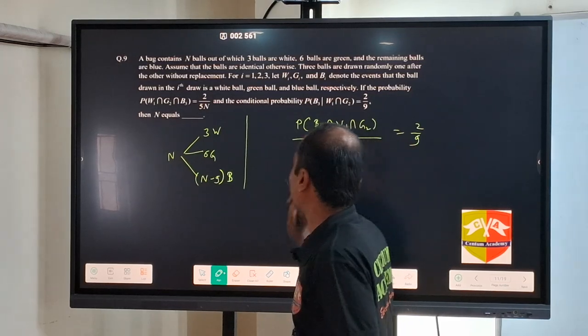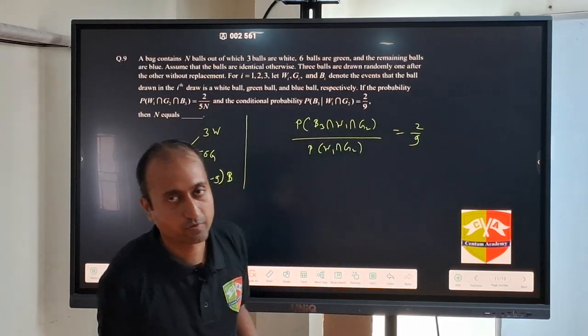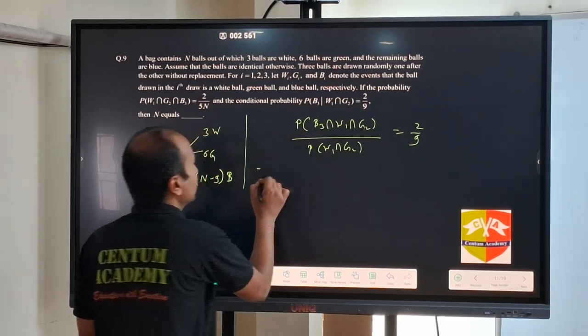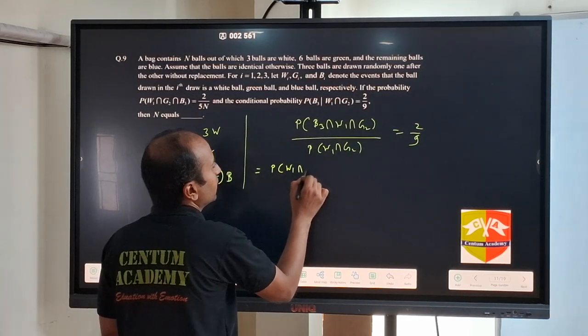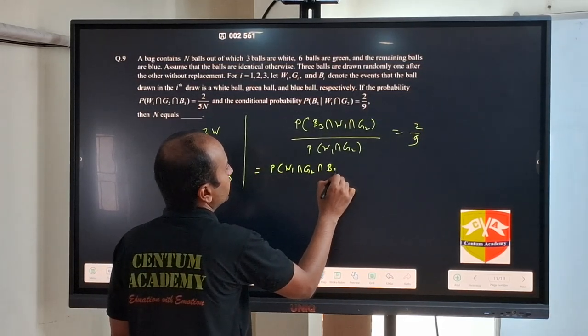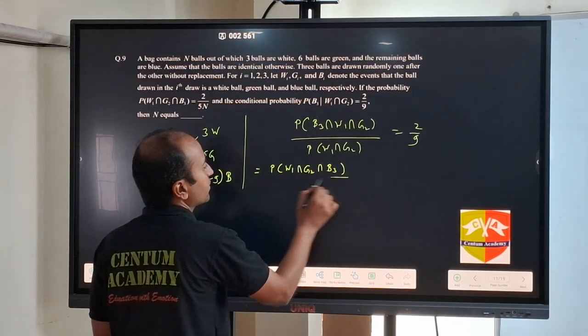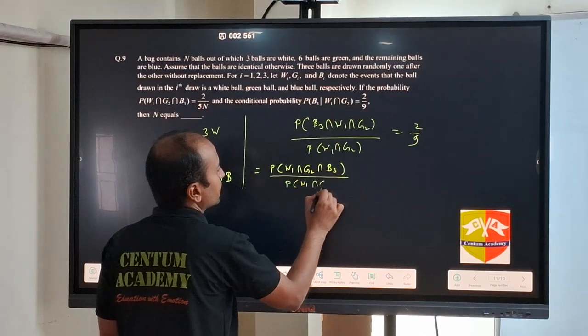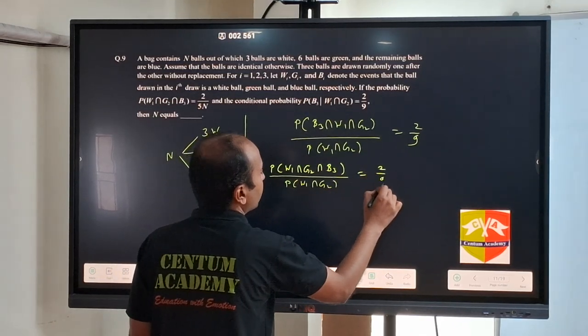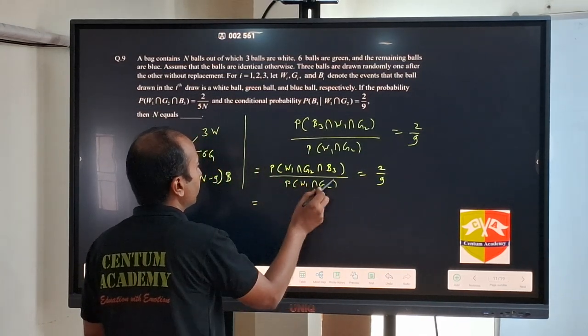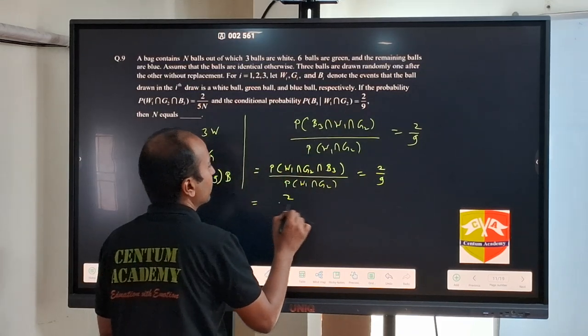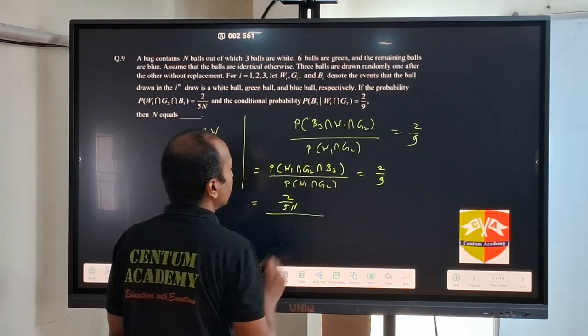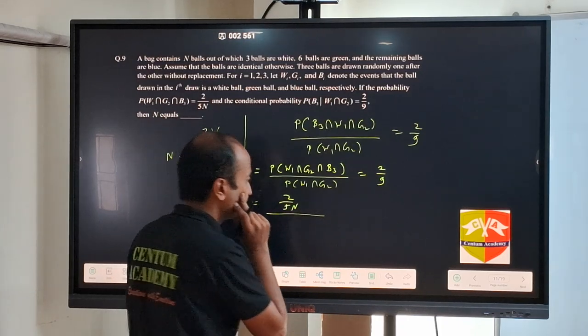Now the order doesn't matter in this. So we always start with the first row. We want to start with the first row. So let me write it as P of W1 intersection G2 intersection B3, and you know that the union and intersections are commutative, so you can change the order, divided by P of W1 intersection G2 equals 2 by 9. Now the good thing is the probability of the numerator is already given as 2 by 5, so we don't need to do much about it. Whole divided by P of W1 intersection G2.